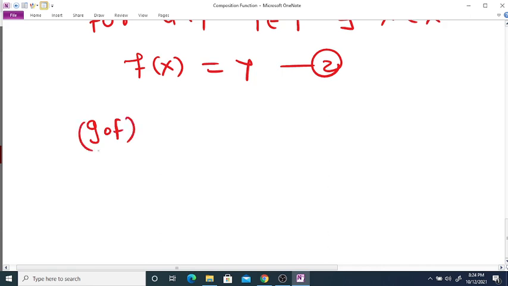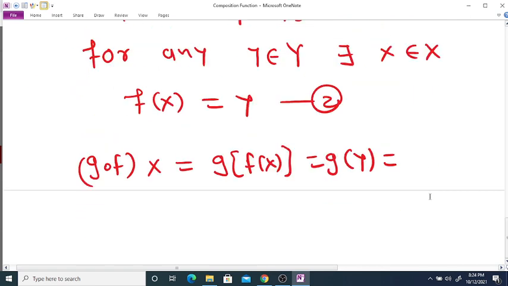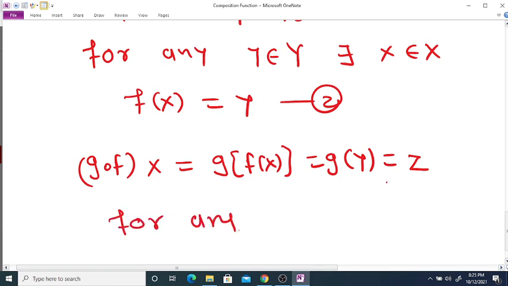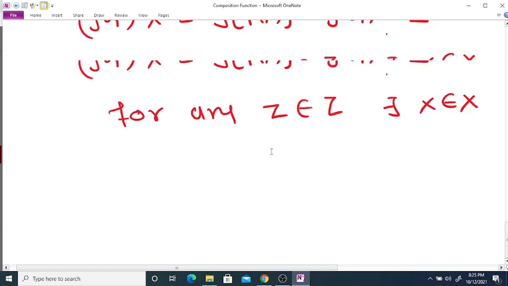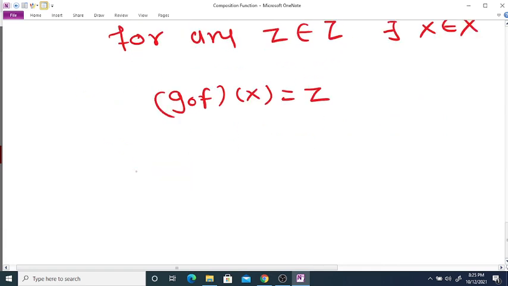Now consider g of f of x. It is equal to g of y, from 2, and from 1, g of y is equal to z. Therefore, for any z from set Z, there exists at least one x from set X such that g of f of x is equal to z, and therefore the composition function g of f is an onto function.